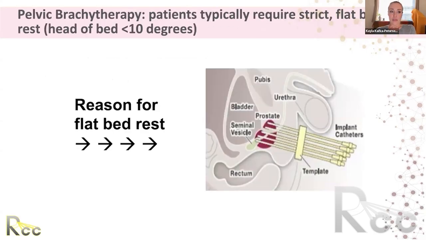For positioning, for pelvic brachy, this is GYN and prostate or rectal even, patients typically require strict flat bed rest with the head of bed less than 10 degrees or on one pillow. The reason for that is these catheters or these needles are up in their pelvis, and if we bend them, it will adjust the positioning and potentially damage their organs or damage the implant or hurt the patient. So we keep them in a very strict flat bed rest.